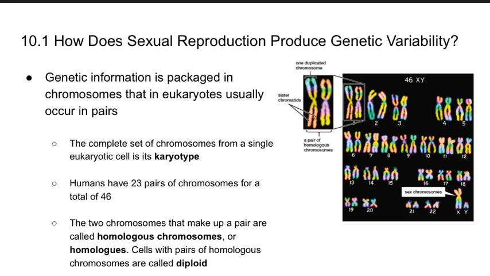The 2 chromosomes that make up the pair are called homologous chromosomes. So like these 2 right here would be homologous chromosomes of chromosome number 3. Okay, we sometimes call them homologs. Cells with pairs of homologous chromosomes are called diploids. So if you have 2 copies of your chromosomes like humans do, you would be diploid. If you have 3 copies, you'd be triploid. 4 copies, tetraploid. And if you have just 1 copy, which we'll see here pretty soon, those are called haploid.